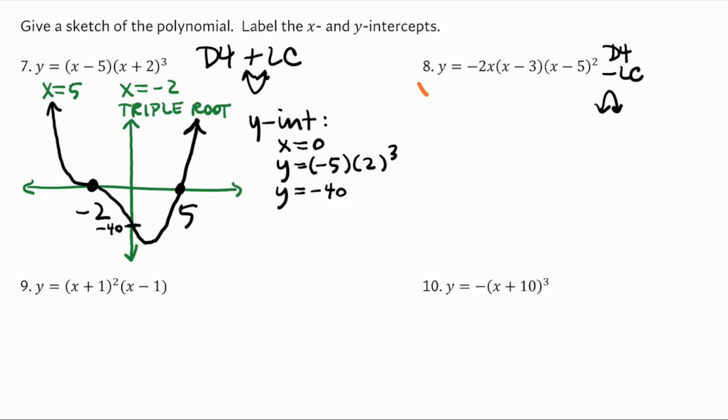I'll list out my x-intercepts. X equals 0 from that right there. X equals 3 over here. Those are both single roots. And x equals 5, which is looking like a double root to me.